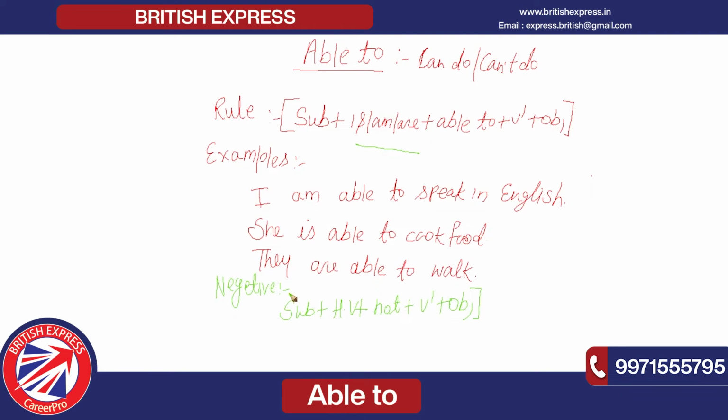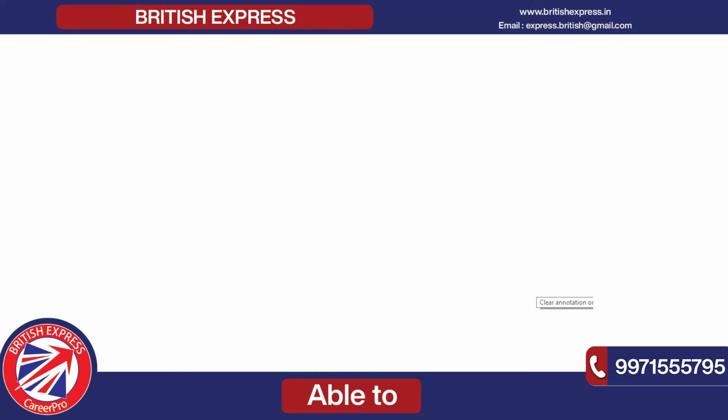Like if I talk about my earlier sentence, I am able to speak in English. But now if I want to say that no, I can't, then I can say in a simple way, I am not able to speak. It means I can't speak.